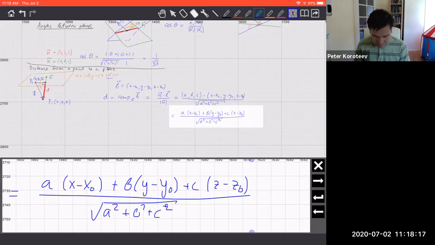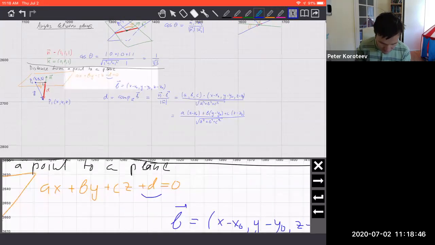Okay, now if you actually want to include the d into the formula, we can do that, right? Well, how can we do this? So this distance formula requires you to know the position of point x0 on the plane. But we know we can impose this equation, right? So in particular, this equation holds for point x0, y0, and z0 on the plane.